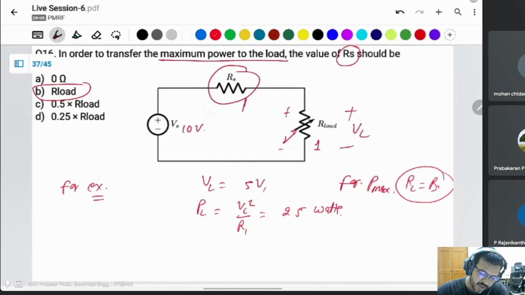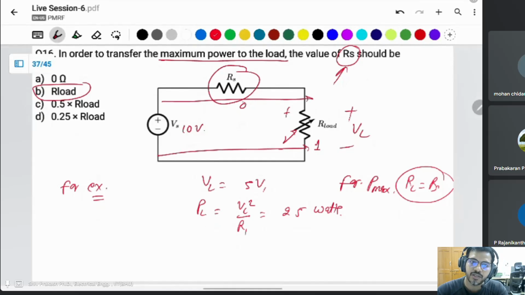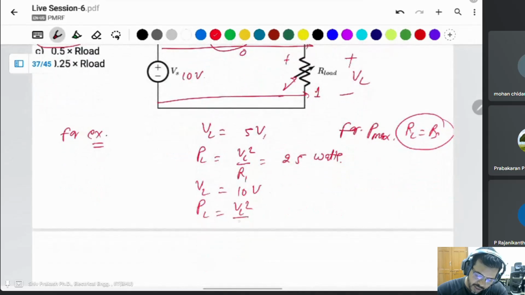Suppose I want to reduce this one to 0, then what happens? If this is 0, then the total voltage appears onto the load. Then VL is equal to 10 volt. Then PL is equal to VL squared divided by RL. VL is equal to 10 squared divided by 1, which is equal to 100 watt. Okay.